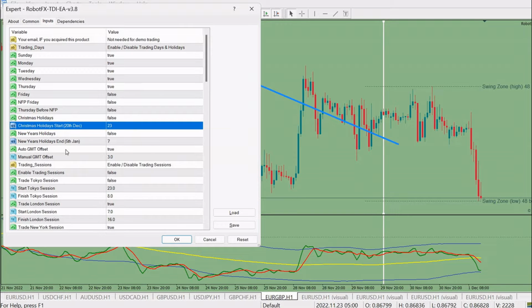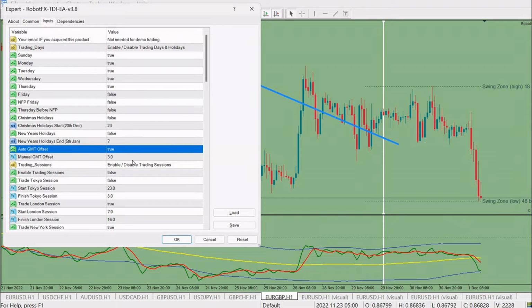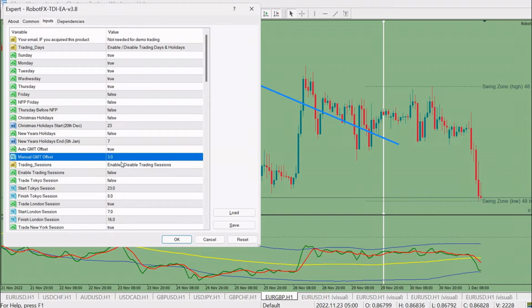Now, there is the option to set the GMT offset, and this one should be left to true by default if you are trading normally, and you should have absolutely no issues with that. However, you must set the manual GMT, and this is the difference between the GMT time and your broker's time server. Obviously, if there is a negative value, you have to enter the negative sign here. Otherwise, if the difference in time gives a positive number, just enter the number as it is, the difference in hours without the plus sign.